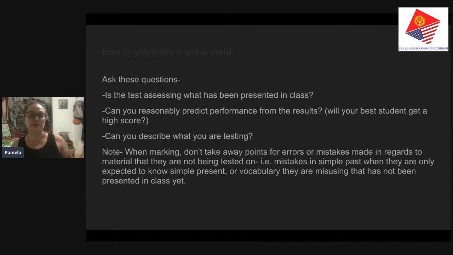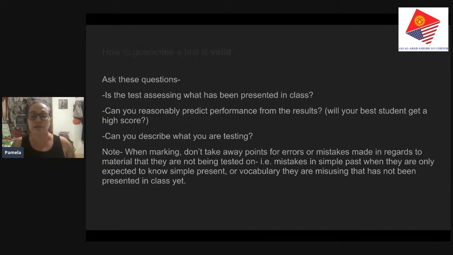If you can clearly describe, like, yes, this is the kind of thing that's going to be on the test, then people know what to study for. Also, to focus on a particular note, when you are marking or grading a test, do not take away points for errors or mistakes made in regards to material they're not being tested on. So if there's mistakes in simple past, if they're only expected to know simple present, don't mark them down on that. Don't say, well, this is not a good English speaker, because you are only expecting them to know things based on what you are presenting. It's just on this class itself.